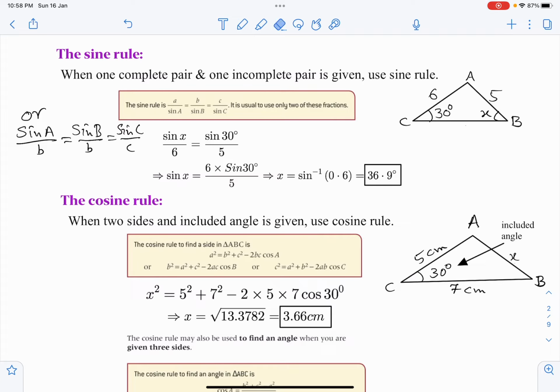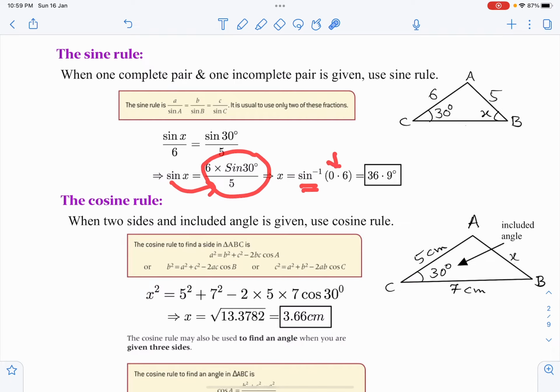I'll erase it from here. I hope you will remember it. Now, calculating this, I am going to get sine x is equal to 6 times sine 30 divided by 5, and then sine will go there, so it will be sine inverse. The calculation of this is 0.6. So sine inverse 0.6, I am getting 36.9 degrees.